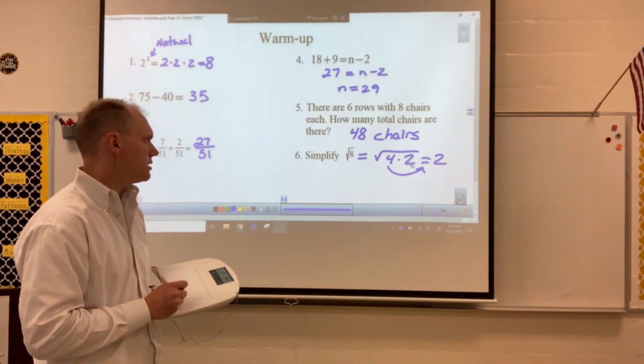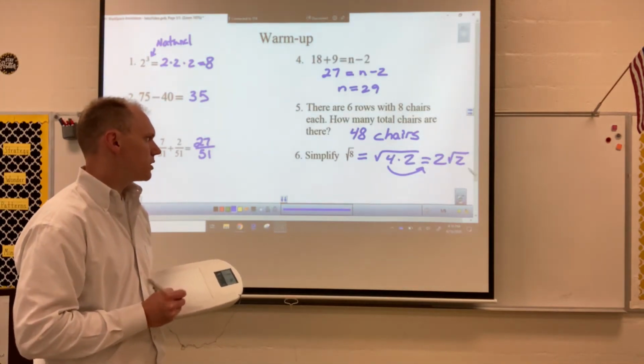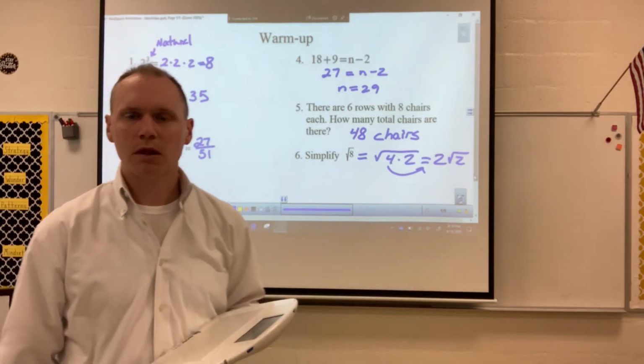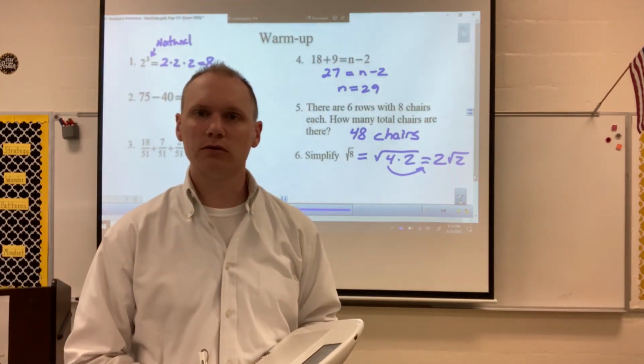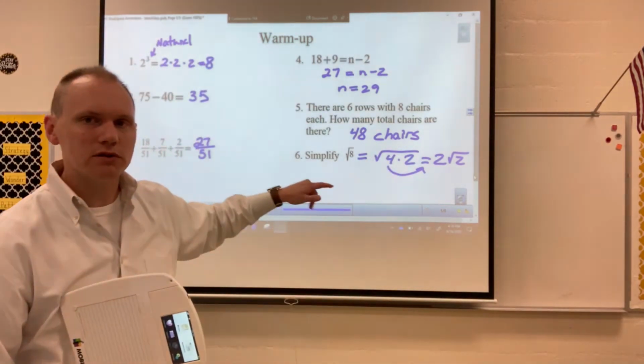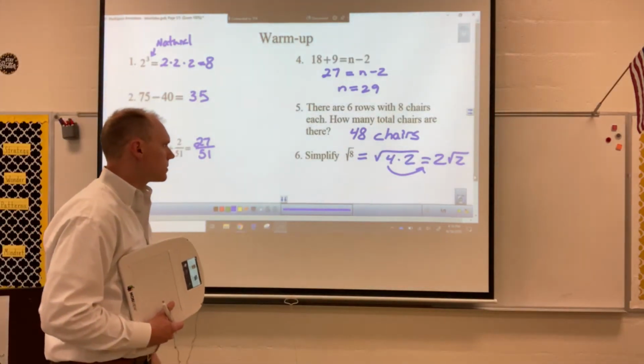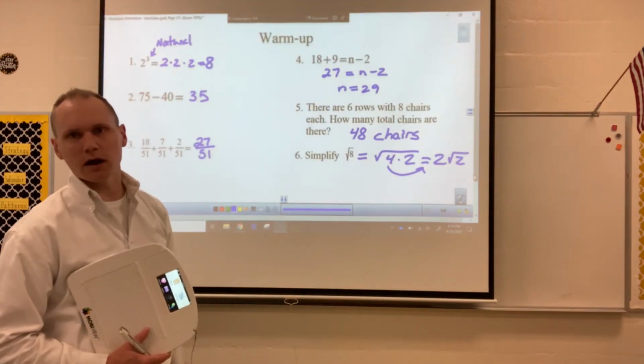And then this 2 here is not a perfect square, so that's going to stay inside the radical, because we haven't evaluated the radical at that point. We'll continue to work on some of that with some other examples later, but that just gives you a quick idea of that.